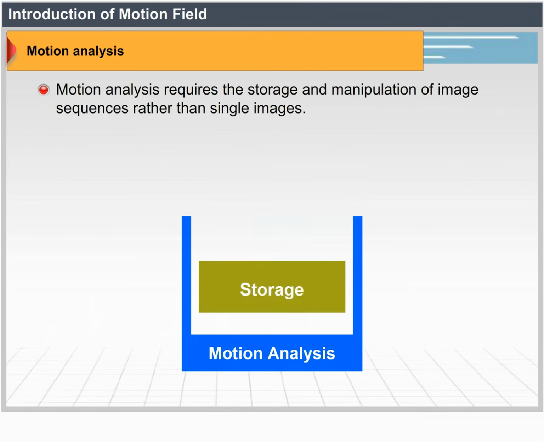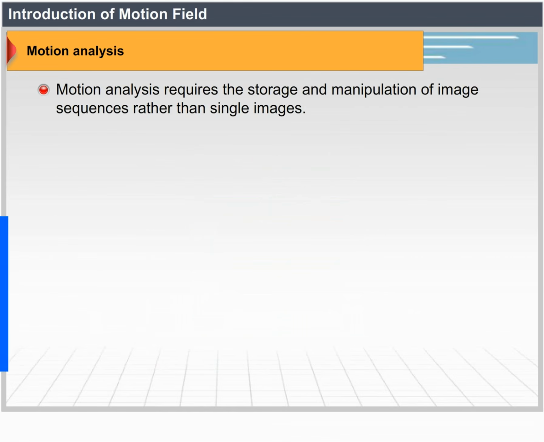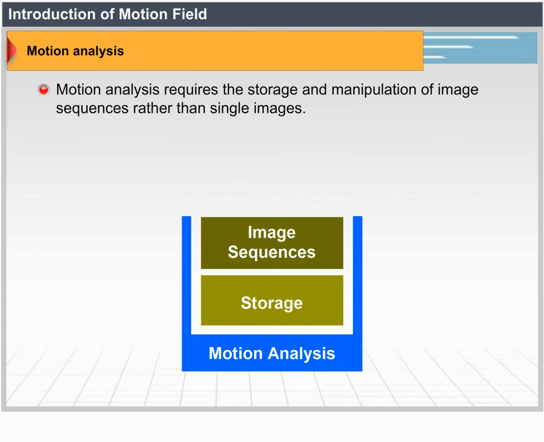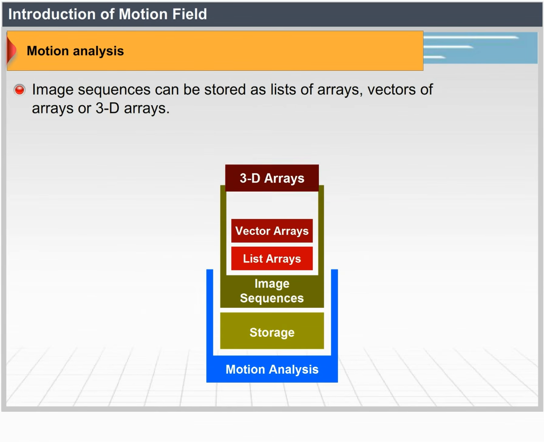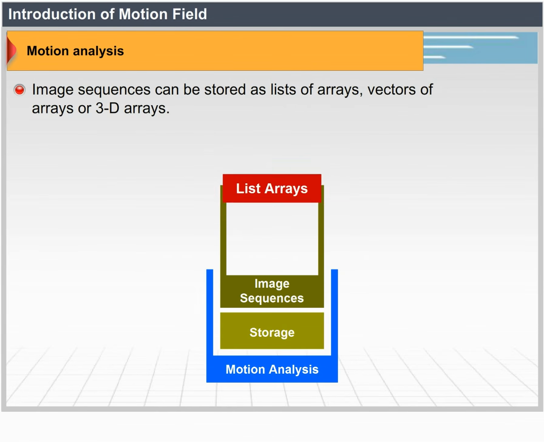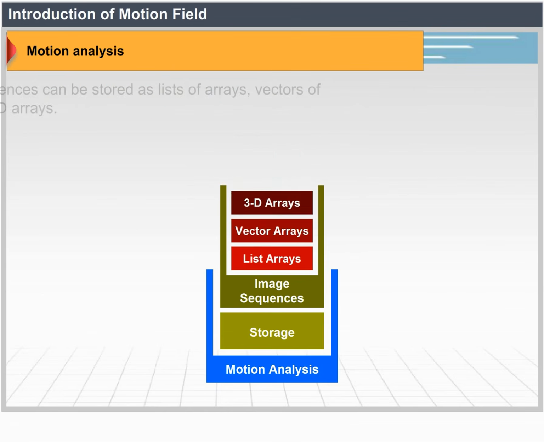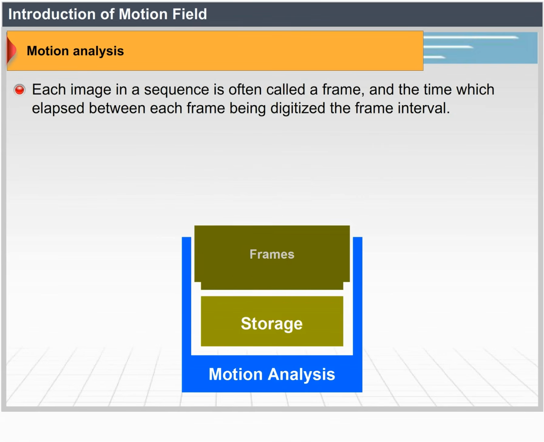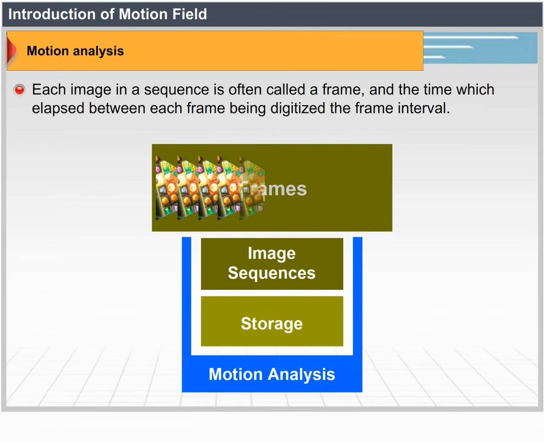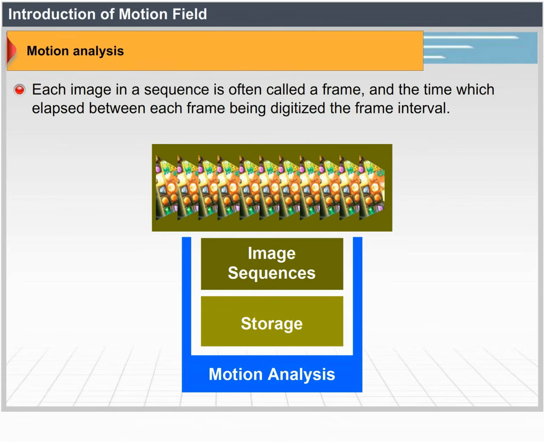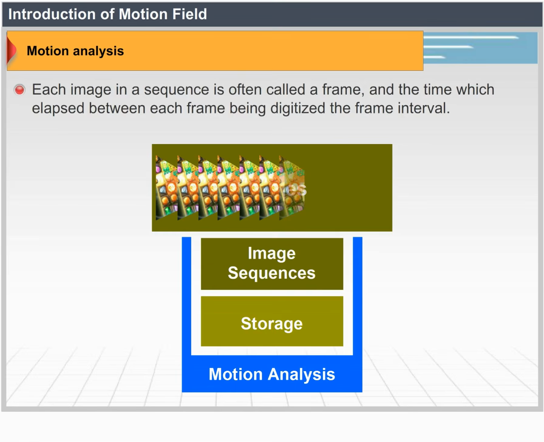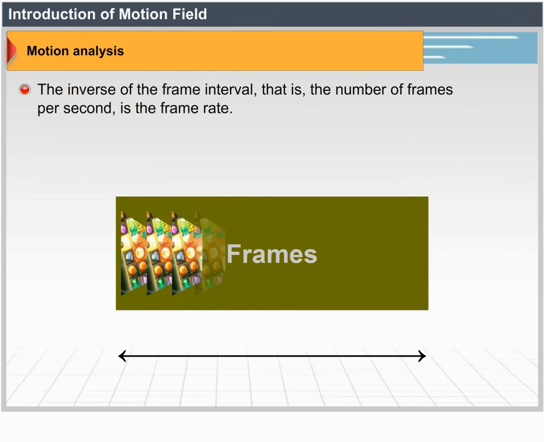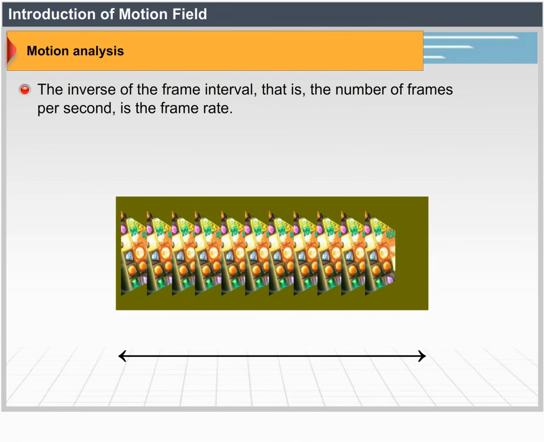Motion analysis requires the storage and manipulation of image sequences rather than single images. Image sequences can be stored as list of arrays, vectors of arrays, or 3D arrays. Each image in a sequence is often called a frame, and the time which elapsed between each frame being digitized is the frame interval. The inverse of the frame interval, that is the number of frames per second, is a frame rate.